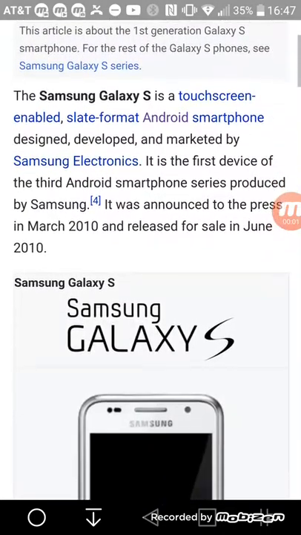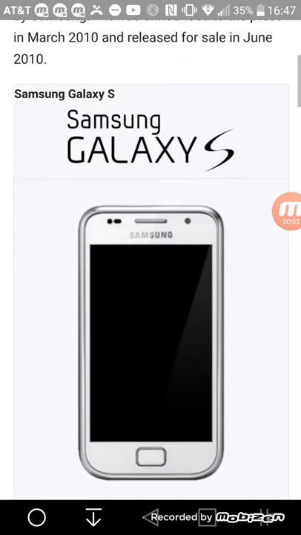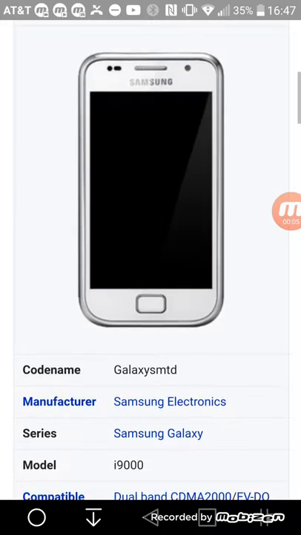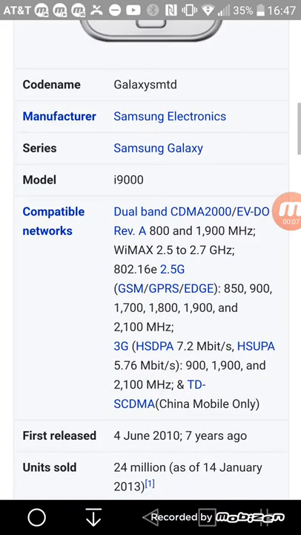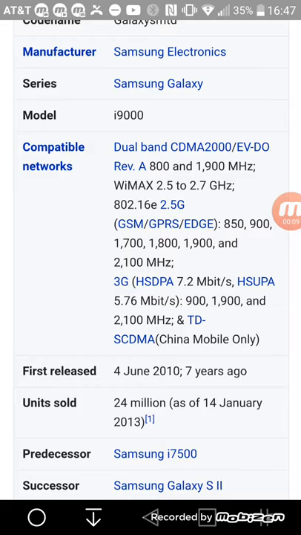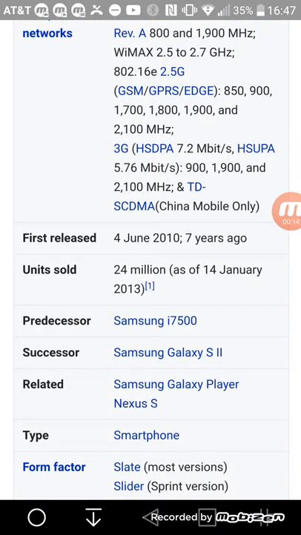Looking at the history of Samsung Galaxy S, just the phone. So this is, I think, the Samsung Galaxy S. It was first launched June 4th, 2010, 7 years ago.